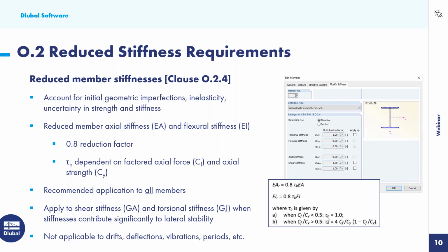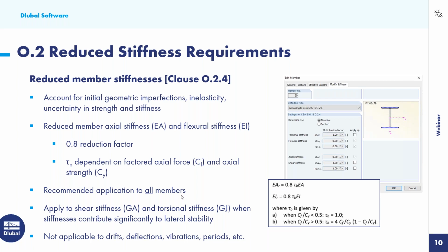But for pretty high ratios, tau sub b is just going to be equal to 1.0. Then we apply both of these factors here to EA and EI of the member. Now, a big difference when we compare to the AISC direct analysis method is that tau sub b and 0.8 are certainly applied to the flexural stiffness, but we are not going to see that tau sub b applied to the axial stiffness within the member. So that's a pretty big difference.